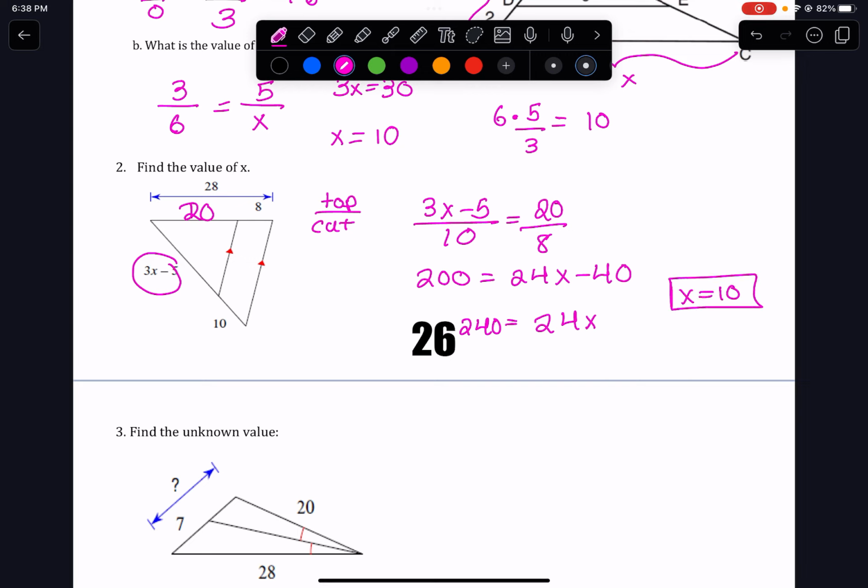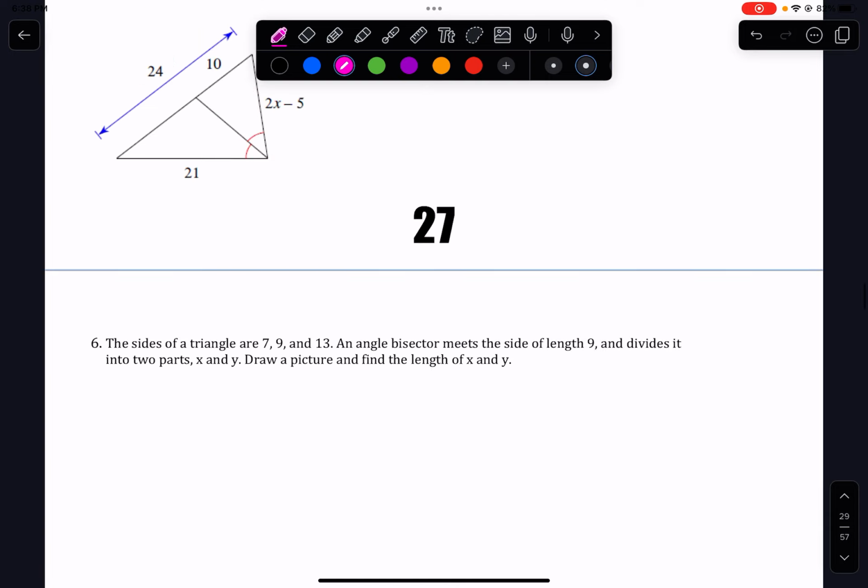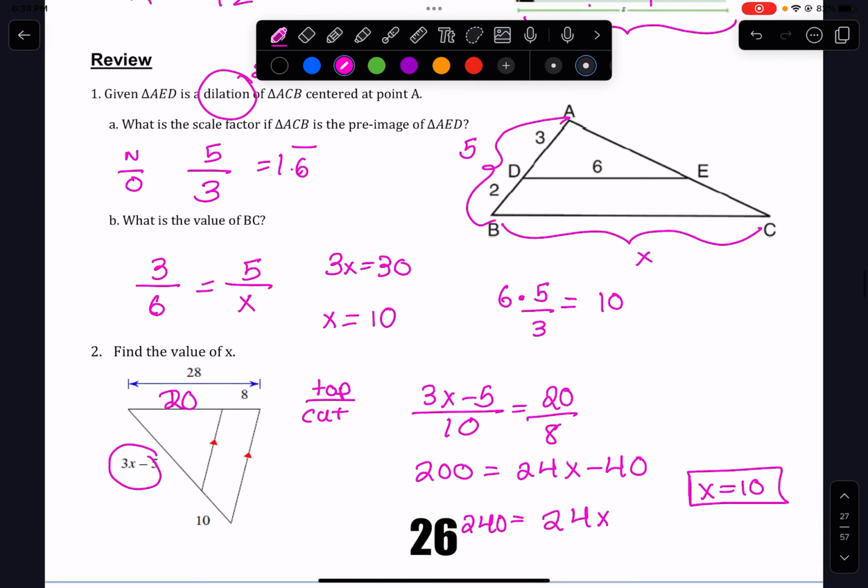If you look back in the notes, it was after angle bisector. Yeah, so it is back to this relationship, right? So you're looking at the top versus the cutoff, 1, and then the top versus the cutoff, 2. Okay, so we'll keep going.